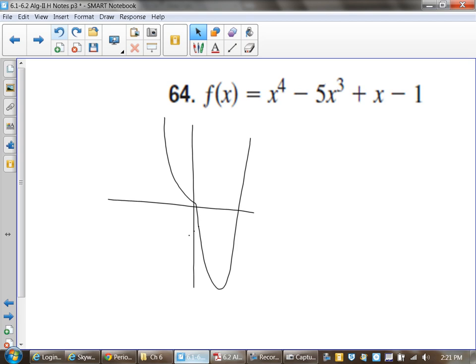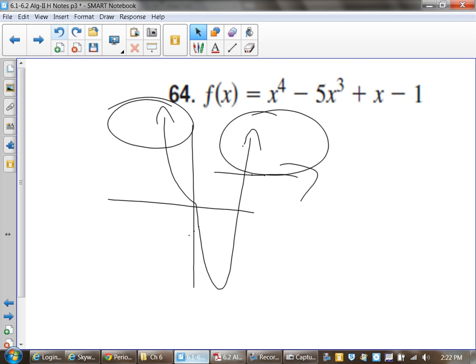Now, does it matter what's going on in the middle here? Not really. The only thing that matters here is what's going on at the ends. When you look at the outside, as x is getting larger and larger, what's happening to the y values? They're getting larger and larger. So as x is getting larger, f of x is getting larger. So what they say is, as x is approaching positive infinity, f of x is also approaching positive infinity.